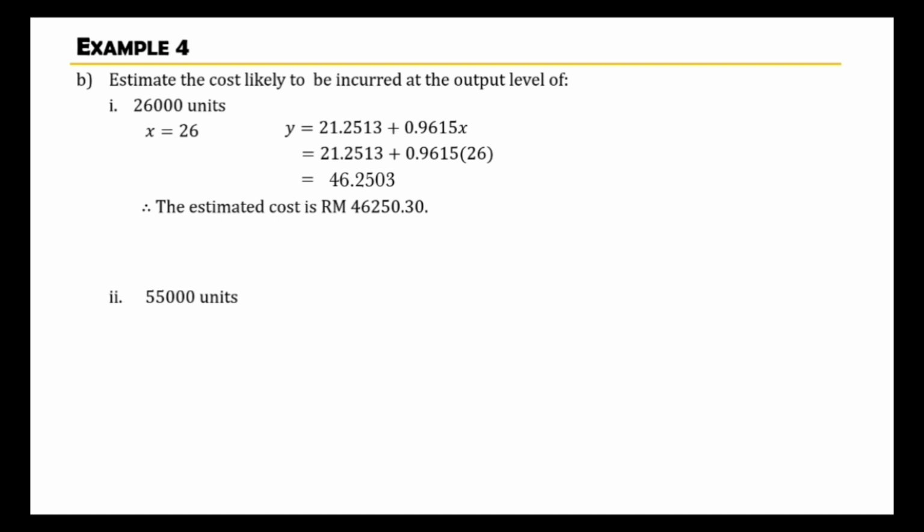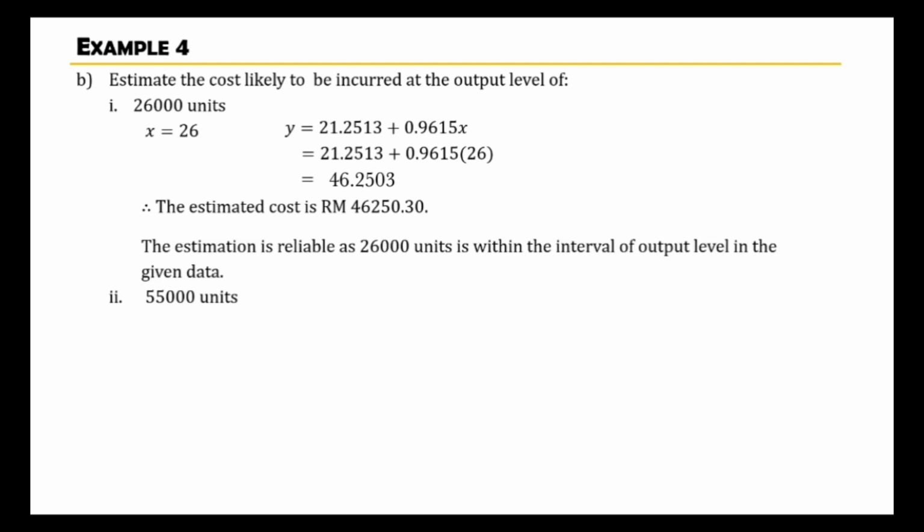46,250 ringgit 30 cent. The estimation is reliable as 26,000 units is within the interval of output level in the given data. The estimation is reliable as the data is from 10,000 units to 50,000 units. So 26,000 is still in the interval of output level.